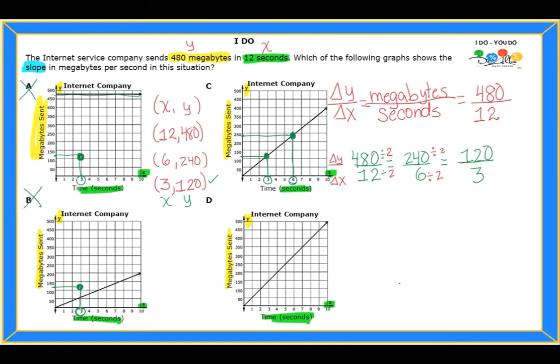But if you're doubting, we can always check on D, right? And we'll do the same thing. I'm going to choose 3 and 120, which is somewhere here. So 120 and 3. It's a little bit below the line. But if you feel kind of uncomfortable, we can check the second one, right? So I'm going to check now 6 and 240.